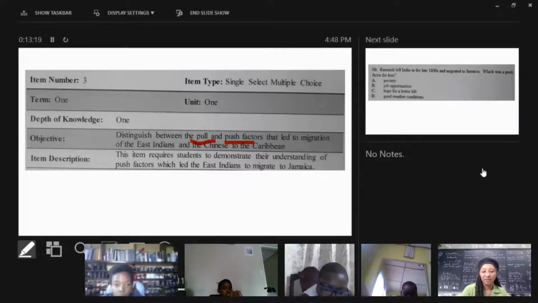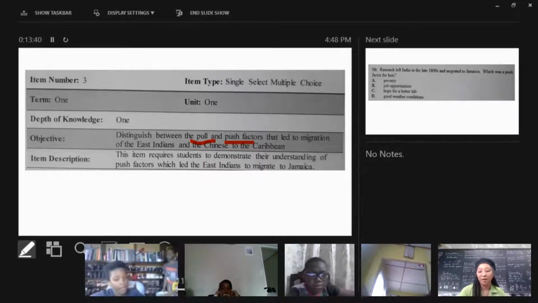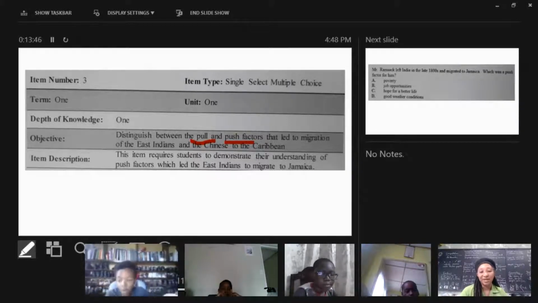So let me read what some of the scholars in the chat are saying. Michaela says a push factor lets you leave a country. Nia says a push factor is something that would push you from the place you are living. Michaela says a pull factor attracts you to a country. Ashley says, for example, poverty would make you want to leave. Well, Ashley, we don't even read the question yet, girl.